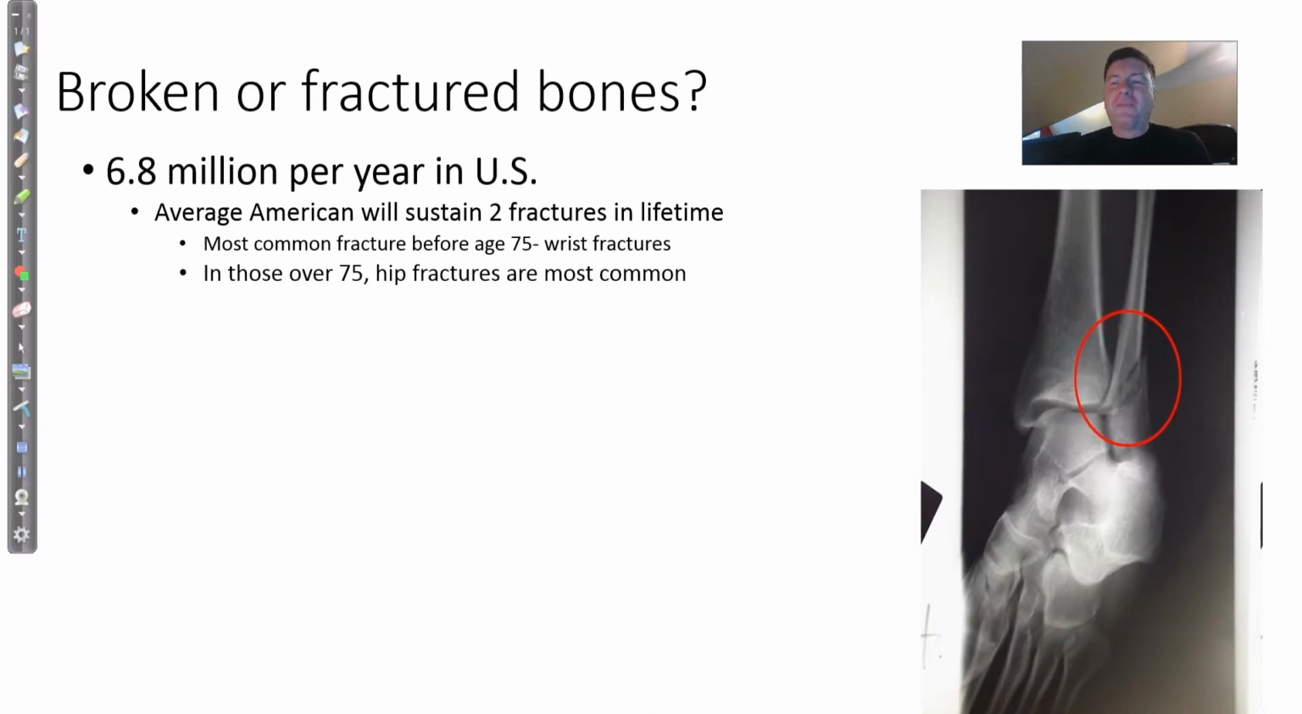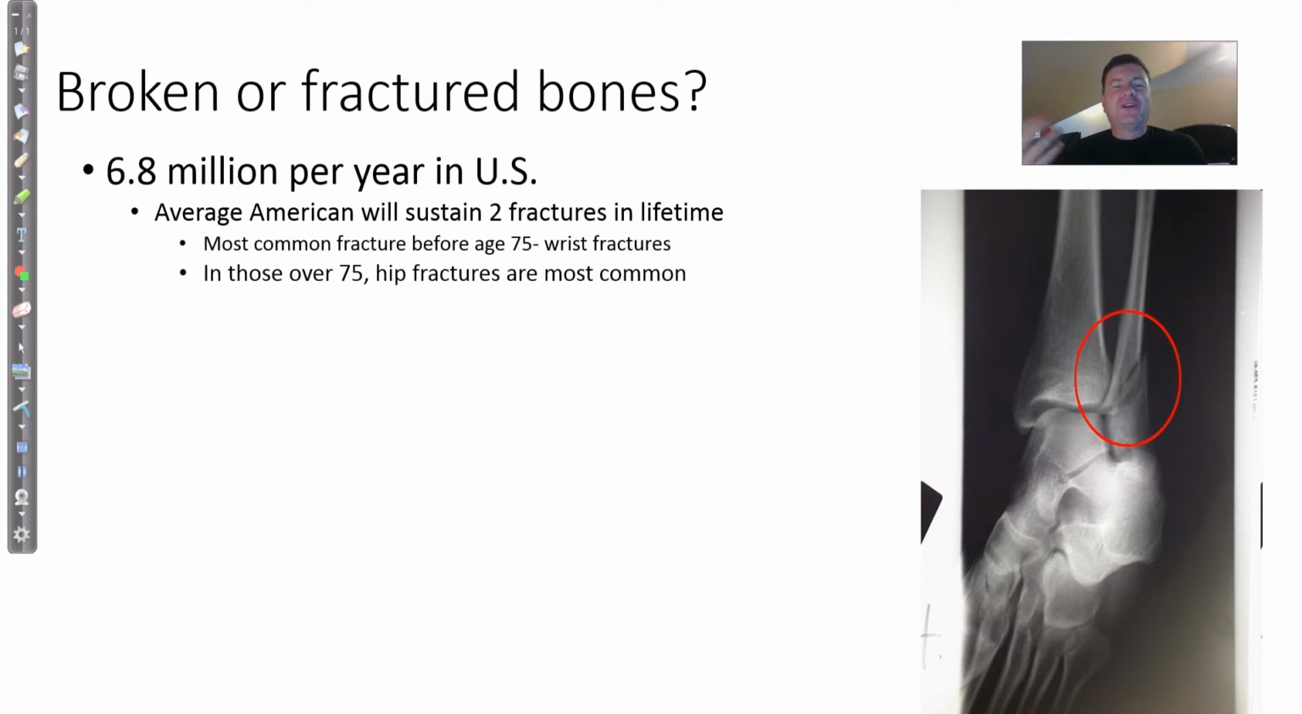First, a little background. What's the difference between a broken bone or a fractured bone? Technically, there is no difference, even though the orthopedic community does not recognize broken as a technical medical term. So fractured bones or broken bones.